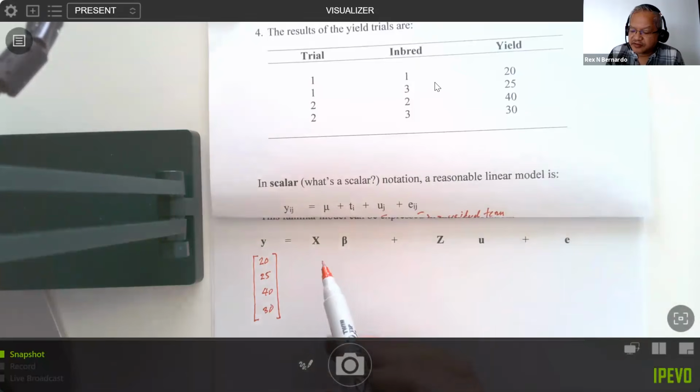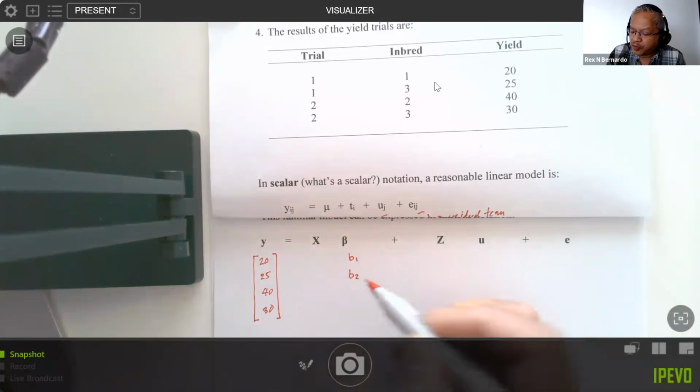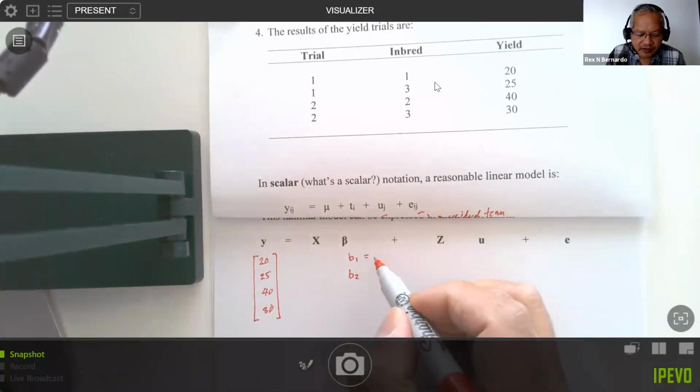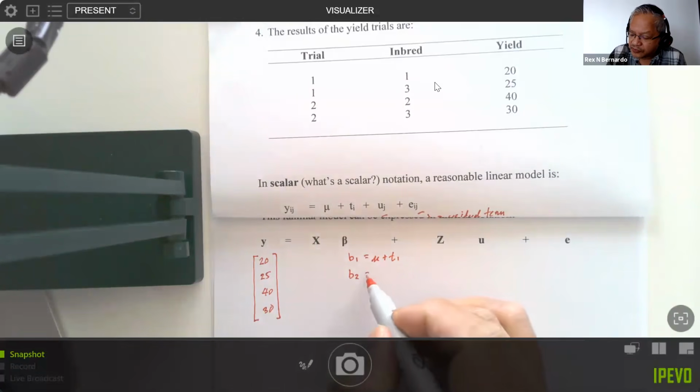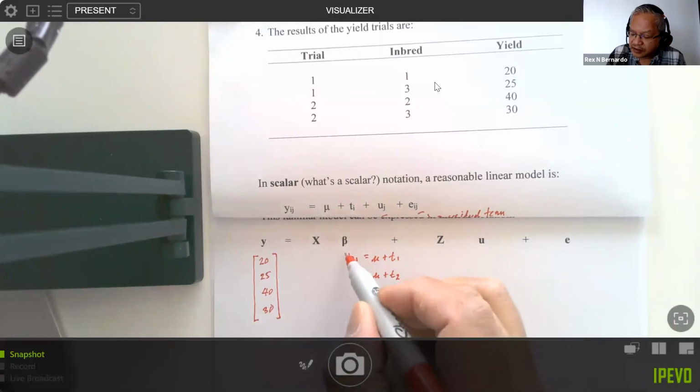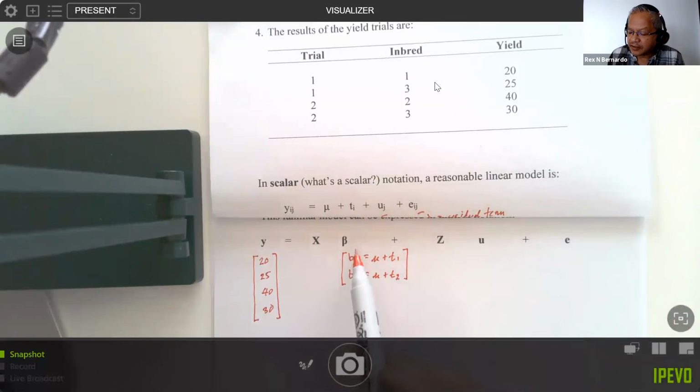This X matrix here, well, let me write down the beta first. I'm going to put 2 factors under beta, B1 and B2, where I will define B1 as equal to the mean plus the effect of the first set of yield trials, and B2 as the mean plus the effect of the second set of yield trials. Meaning that I have 2 elements in my beta vector.